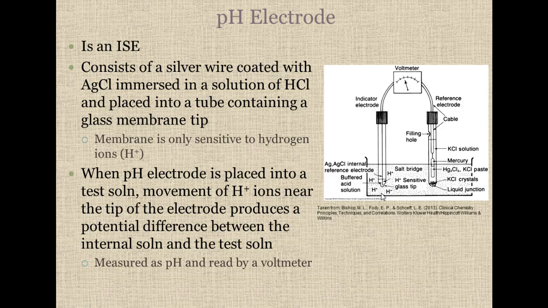When the pH electrode is placed into the test solution, movement of hydrogen ions near the tip of the electrode produces a potential difference between the internal solution and the test solution. It's measured as pH and read by a voltmeter. So you need to be familiar with the silver chloride being part of the pH electrode and the fact that it is an electrochemistry type of analytic technique.